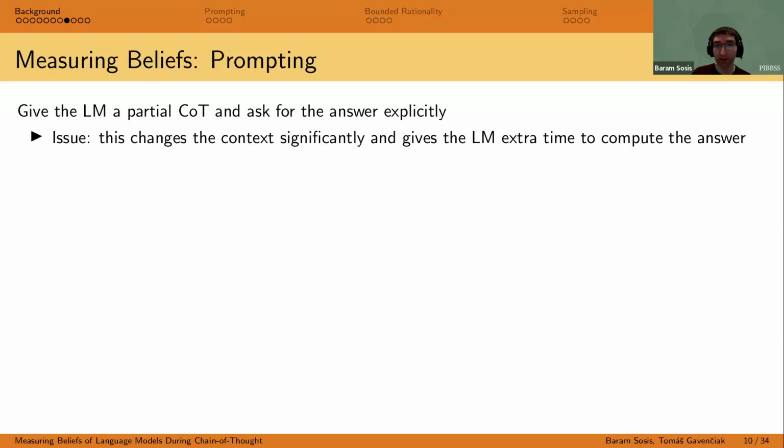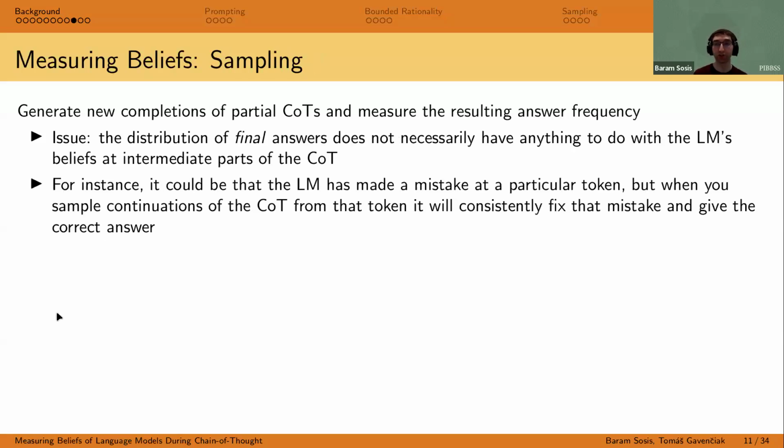So the third approach I looked at is sampling from the language model to see what the distribution of answers it gives is. What I mean is that you take a partial chain of thought and then you just generate a bunch of continuations from that point. Just keep on generating until it reaches the end at some non-zero temperature, and measure the frequency of answers that it gives. But I think this is, conceptually, maybe not really what we're looking for.